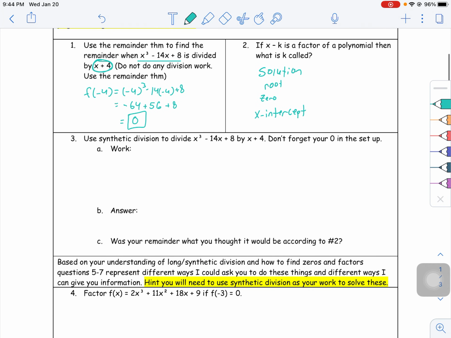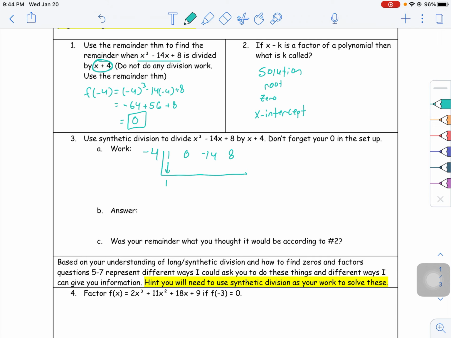It says use synthetic division to divide x cubed minus 14x plus 8 by x plus 4. Don't forget 0 in your setup. So the negative 4 goes on the outside. On the inside goes all of the coefficients. So 1, 0, negative 14, positive 8.